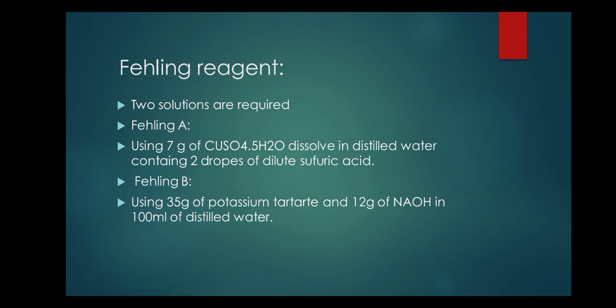2 solutions are required. Fehling A using 7 gram of CuSO4·5H2O dissolved in distilled water containing 2 drops of dilute sulfuric acid. Fehling B is the one using 35 gram of potassium tartrate and 12 gram of NaOH in 100 ml of distilled water.